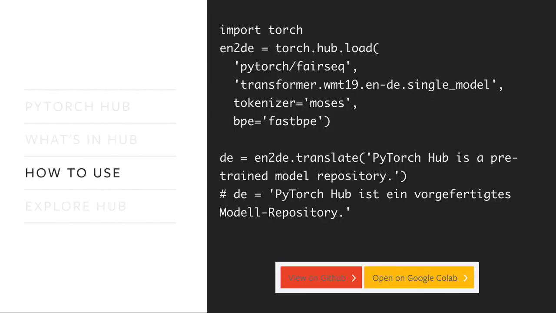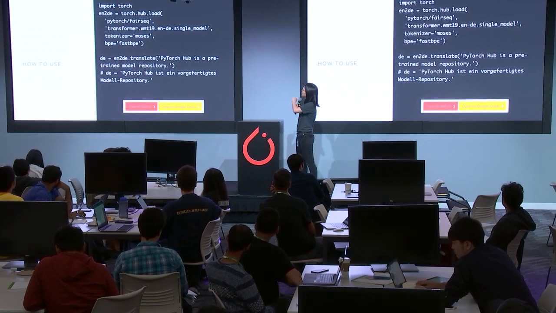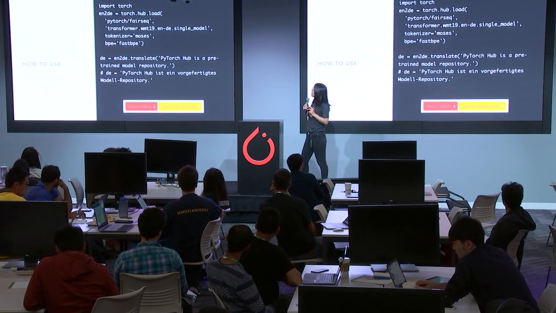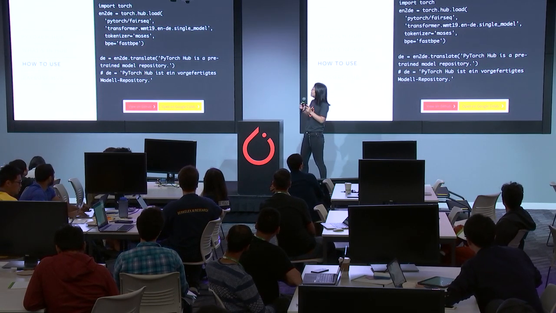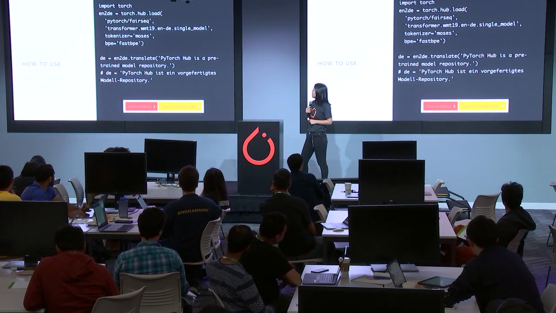We will not cover all the models here, but I will just go over the Torch Hub APIs really quickly. Import torch, of course. Then you can just use the hub load API to load the English to German transformer model from the FairSeq repo with the right configs. Then you can just translate whatever sentence you like. It will be super easy.